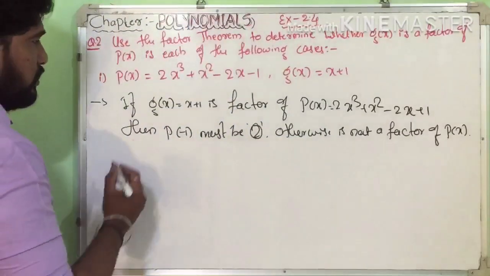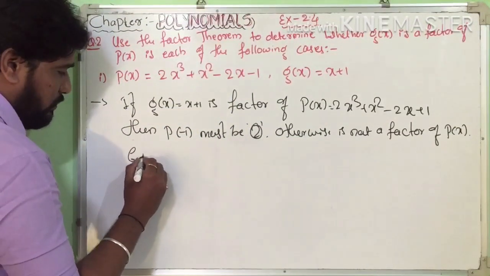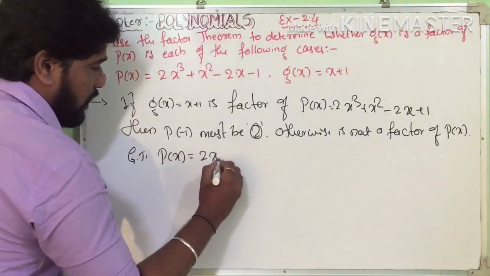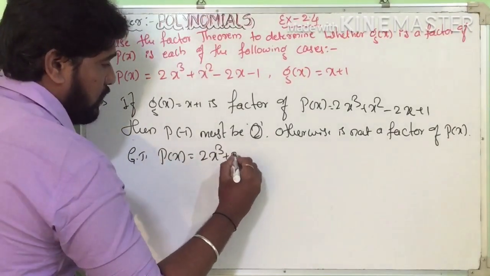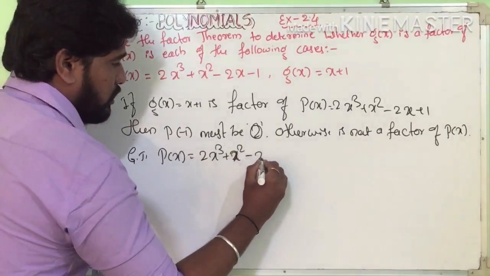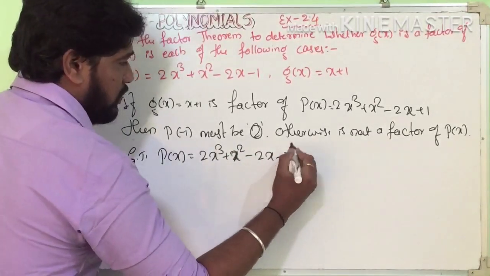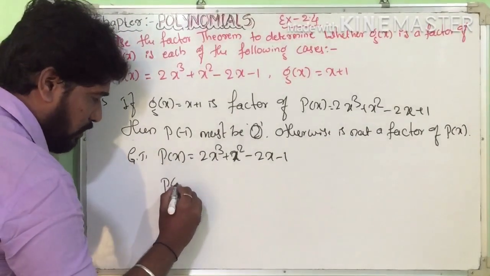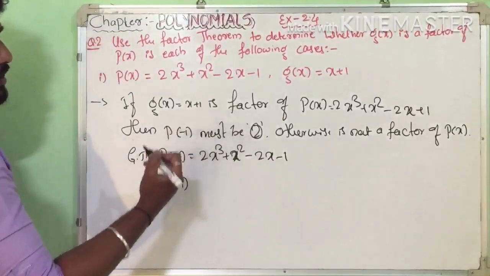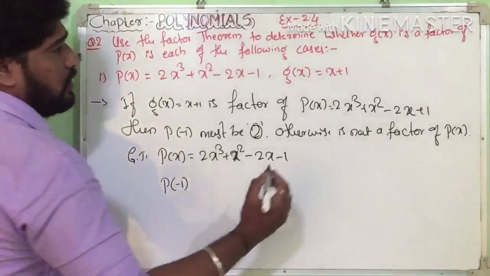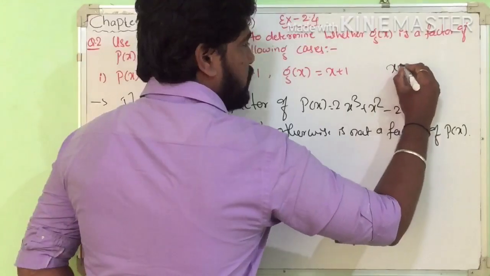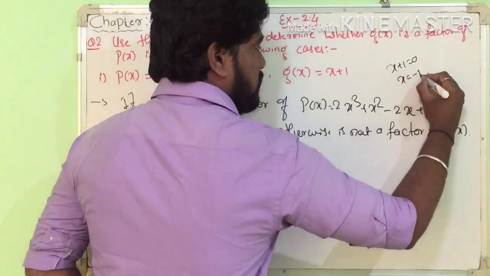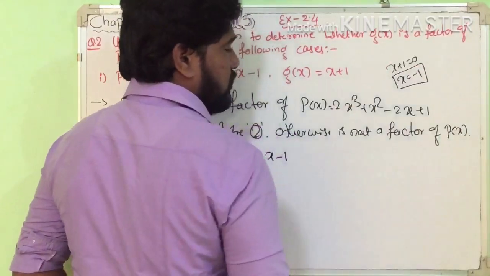Is it clear? So here write down the given polynomial, given that p of x is equal to 2x cube plus x square minus 2x minus 1, right? So here p of minus 1, so x is replaced by minus 1. How is it? It means x plus 1 is equal to 0, then x is equal to minus 1, as 1 goes to the other side, it becomes minus 1. Is it clear?